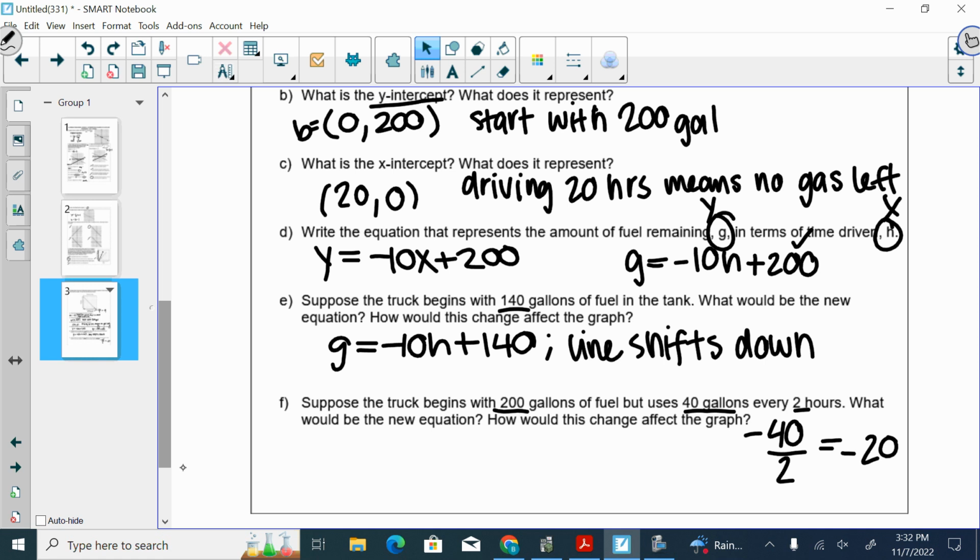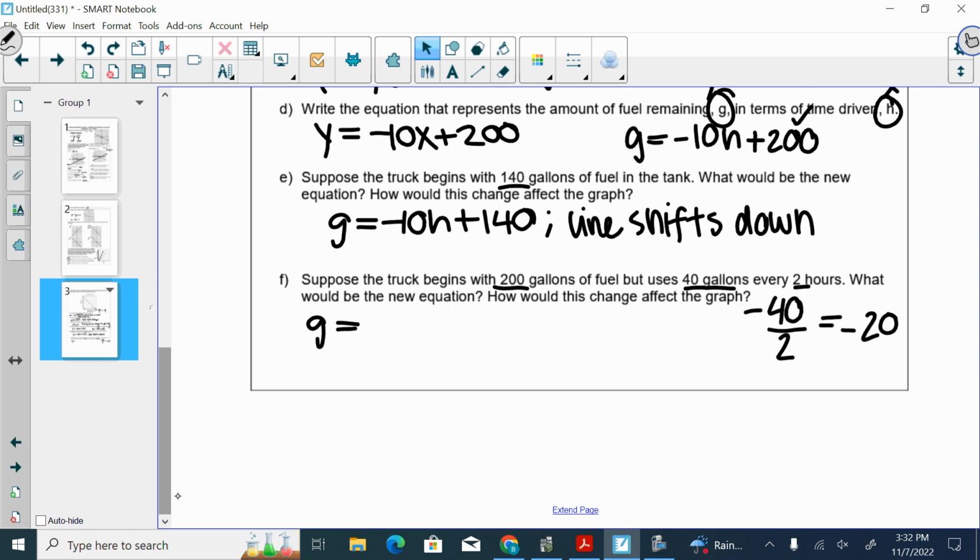All right, so my new equation, G equals, what did we say our new slope is? -20, good. H, and it said it's going to start with how many gallons in there? 200, yeah. All right, so this time, did it shift up or down any? No, not like last time, right? When we changed from 200 to 140. So this time what changed was our slope. And remember, our slope makes the line what? Steeper or less steep. Okay, so it went from -10 to now being -20.